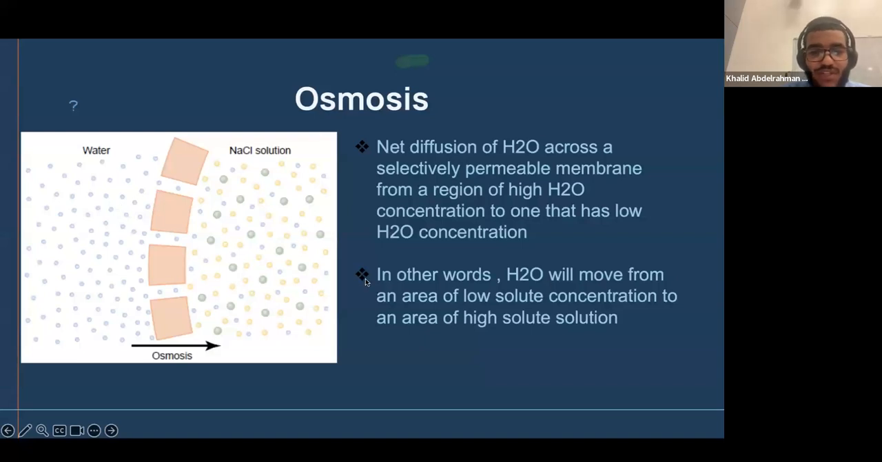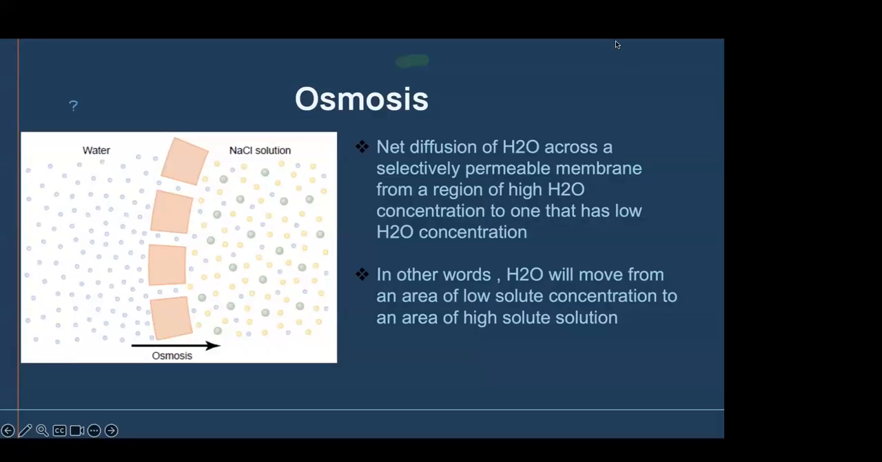Or in other words, we can also say that water moves from an area of low solute. So here we have no solute, and here we have a lot of solute, NaCl, and so water will move from here to here. Is this concept clear? It's very important.